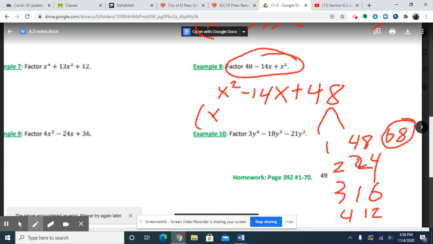So x minus 6 times x minus 8. So negative 6 times negative 8 is positive 48, and negative 6 plus negative 8 would give us negative 14. So that is our answer.